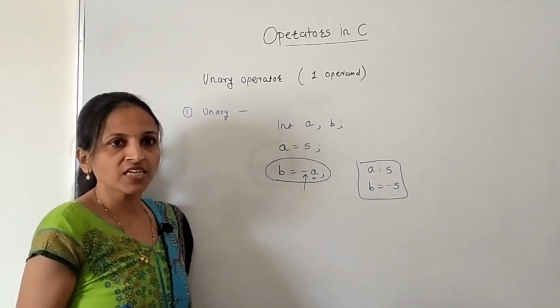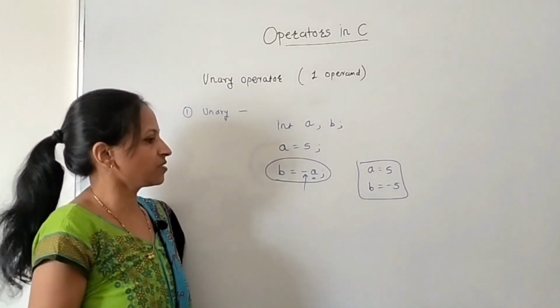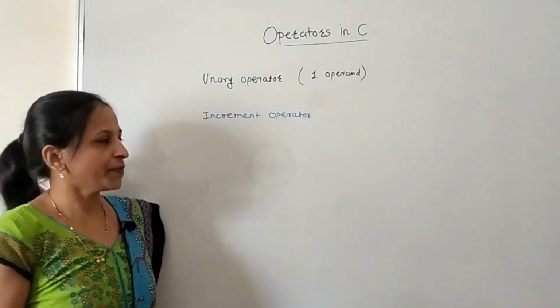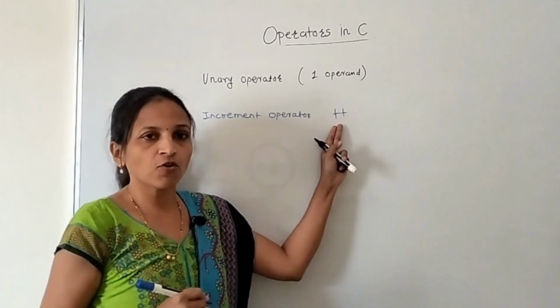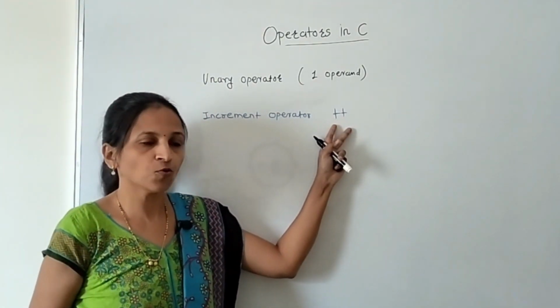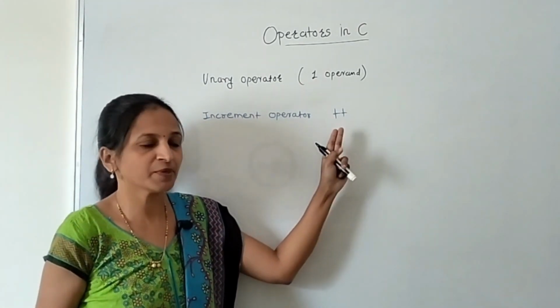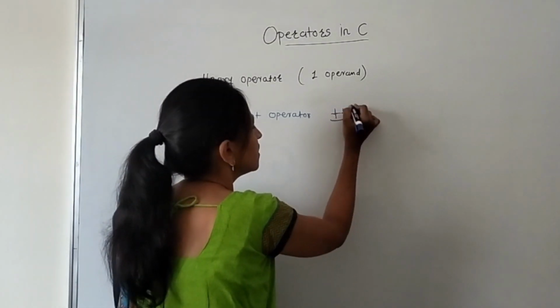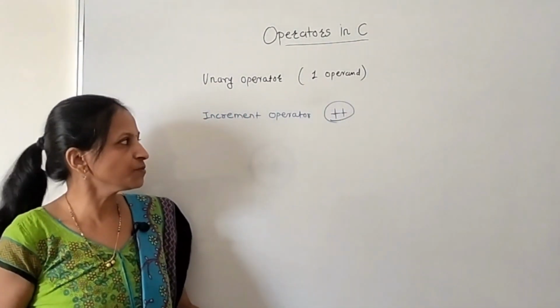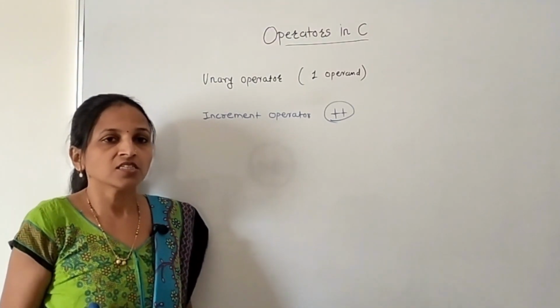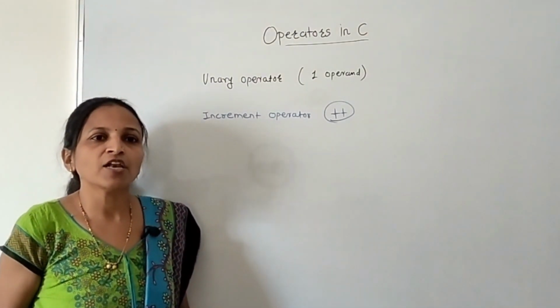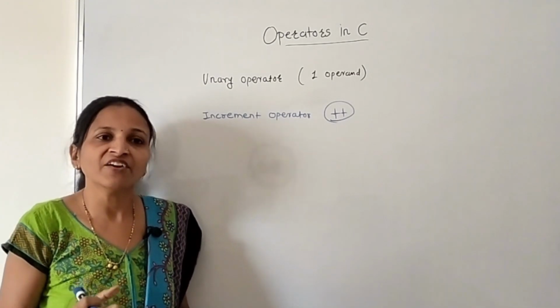Now the next one is the increment operator. This is again a unary operator. There are two plus signs, and we have to use them in this way only, with no space in between, because this is a single operator. This plus plus is called the increment operator. It is used to increment the value of any variable by 1.